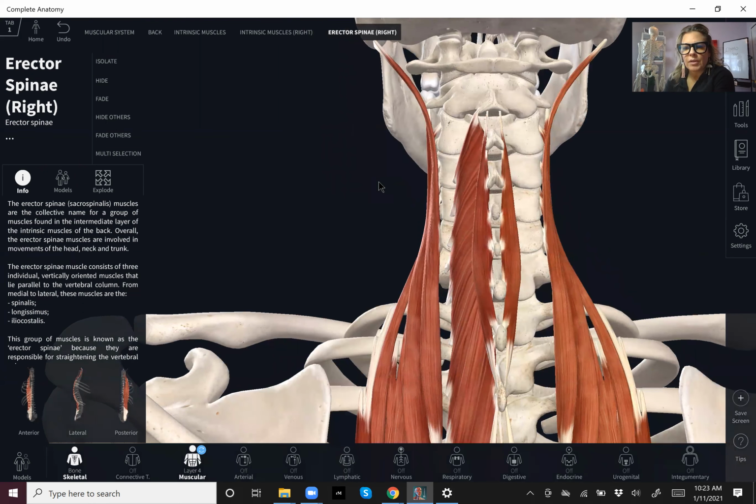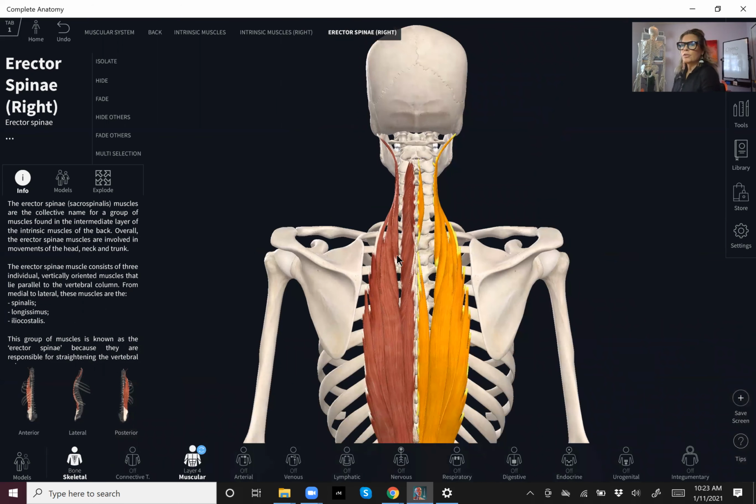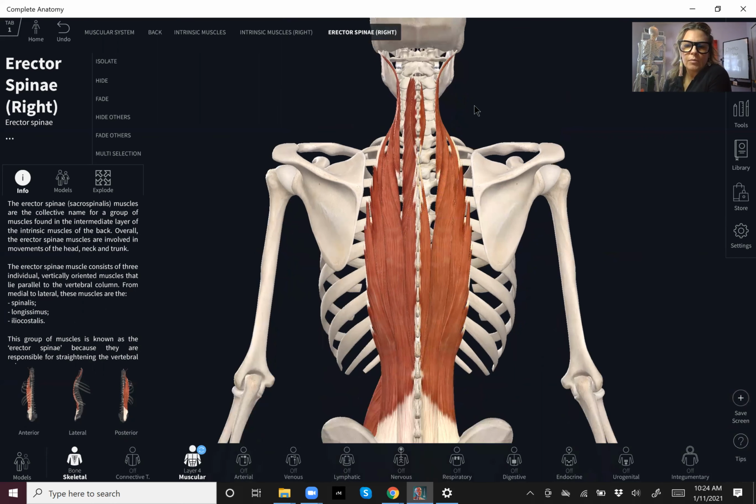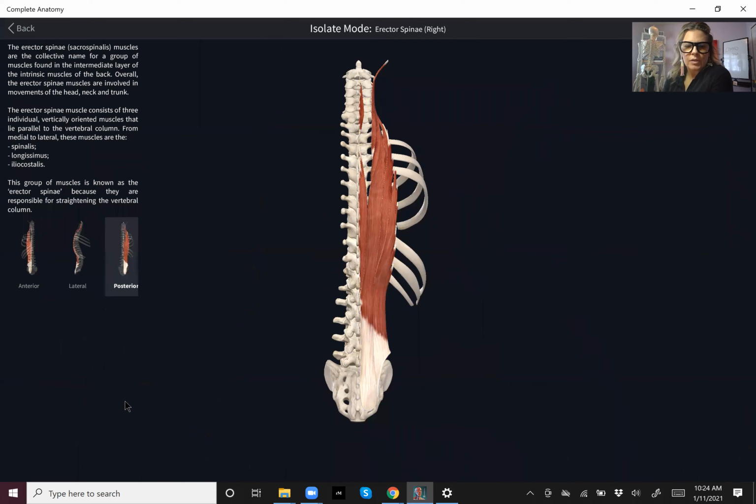So these guys are really important. They are the ones that create our extension, right? So this backward motion from the cervical spine through the thoracic and through the lumbar. We'll move it up a little bit, and we can go in and individuate these. I can highlight and sort of look at this individually for us.